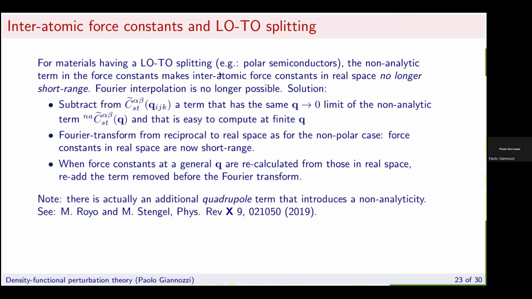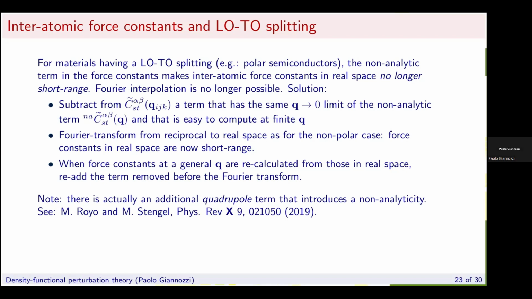a term that has the same non-analytic behavior at Q equals 0. And of course, when you recompute the force constants in reciprocal space at a generic Q from the force constants in real space that you have just computed, you have to re-add the term that you have subtracted out when you did the inverse Fourier transform. Of course, this means that the interatomic force constants do not contain the entire information. Some piece of information is contained in the function that we have subtracted out from the reciprocal space case.